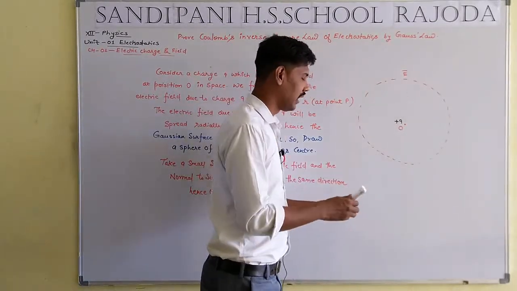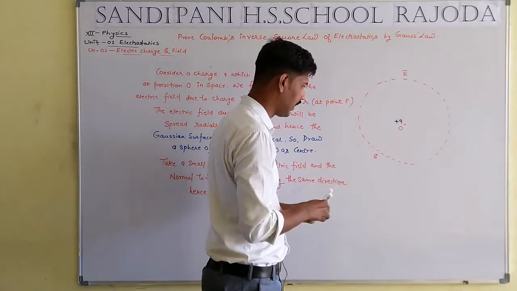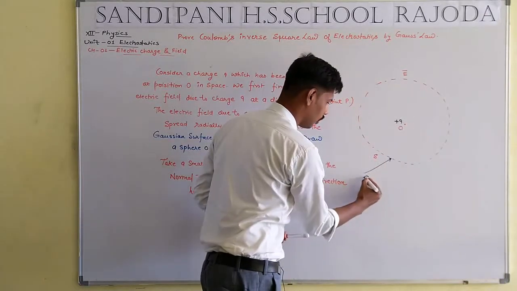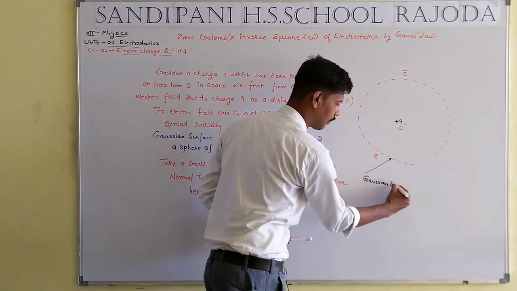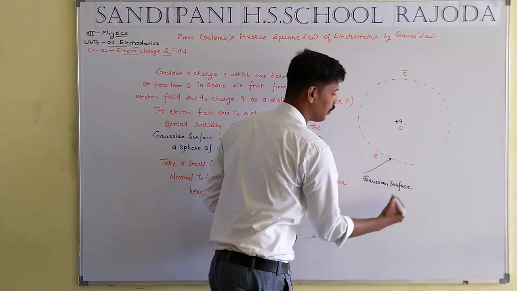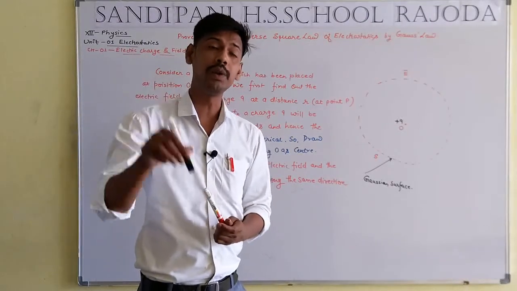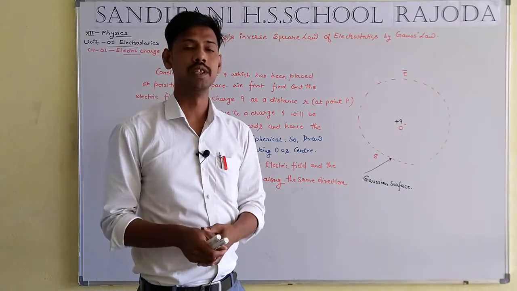Let me consider a total surface, a Gaussian surface. Let me consider a spherical surface known as a Gaussian surface. What is the meaning of the Gaussian surface? A surface which follows all the rules and principles of the Gauss theorem is known as the Gaussian surface, isn't it?